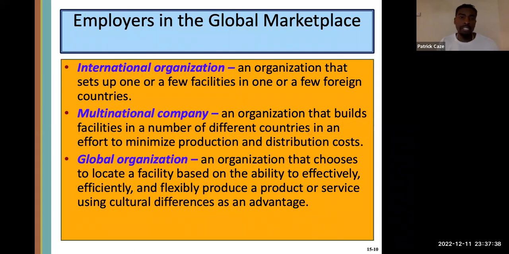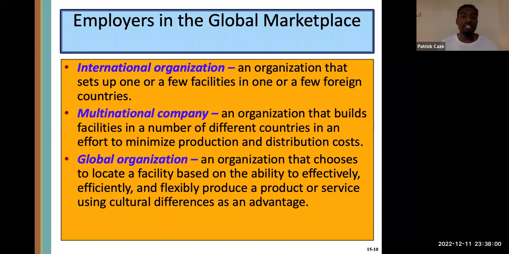International: an organization that sets up one or a few facilities in one or a few foreign countries. Multinational: an organization that builds facilities in a number of different countries in an effort to minimize production and distribution costs. Global: an organization that chooses to locate a facility based on the ability to effectively, efficiently, and flexibly produce a product or service, using cultural differences as an advantage.